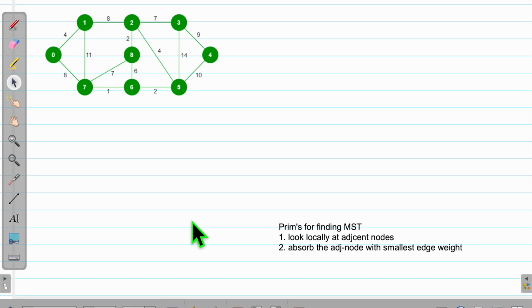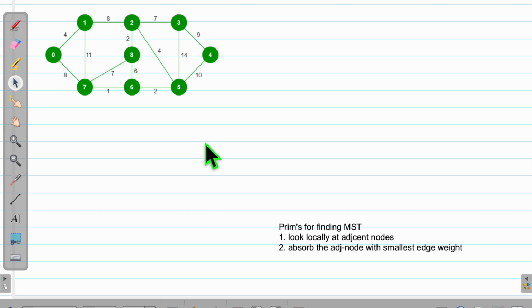Okay, let's talk about Prim's algorithm for finding minimum spanning tree. So Prim's algorithm is basically two steps. Number one, you look locally at all the adjacent nodes of your current node and then absorb the node with the smallest edge.